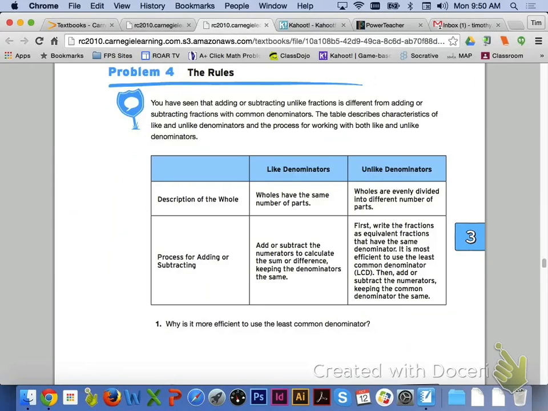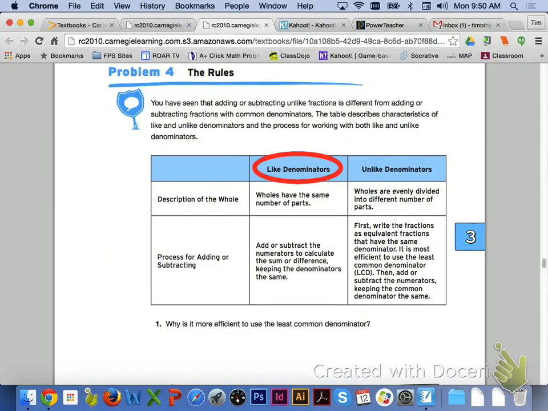We are again going to skip number 2 on page 174. Let's move over to problem 4 and talk about the rules. You have seen that adding or subtracting unlike fractions is different from adding or subtracting fractions with common denominators. The table describes characteristics of like and unlike denominators and the process for working with both.